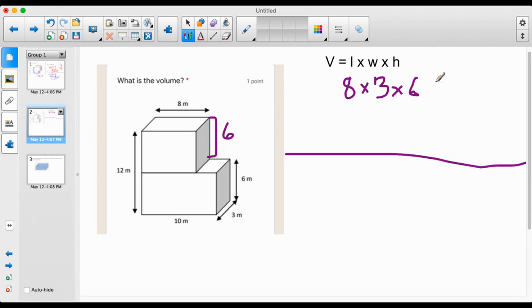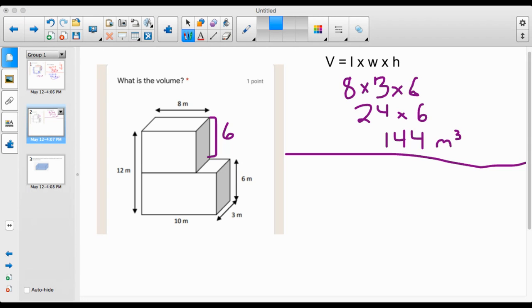Again, if you want to use a calculator, knock yourself out. But if you want to do it the old school way, we can go 24 times 6. I can always stack that up and do standard algorithm with no problems at all. Today I'm going to go fast just for the sake of time. 24 times 6, I just did it on my calculator. It's 144 meters cubed. There, I did the whole top one.